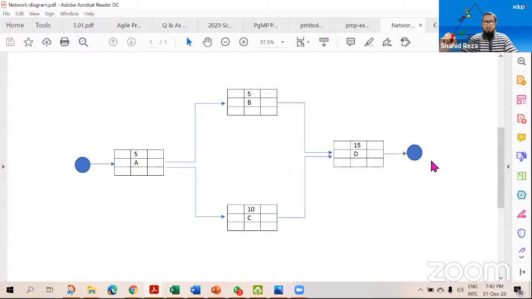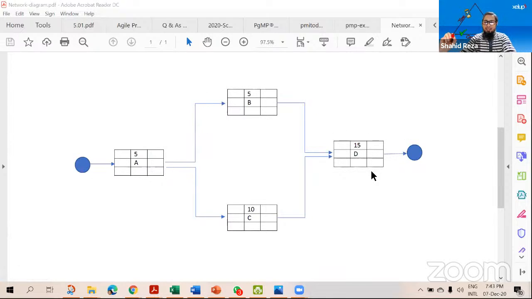In the last class, we practiced how to find the critical path of a network diagram. But that is an easy technique you can use. The best way to find the critical path in a network diagram is forward pass and backward pass. And also to find the float of each activity, the best way is using forward pass and backward pass. So this is a very simple network diagram.